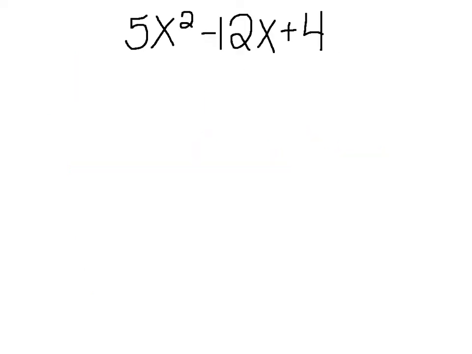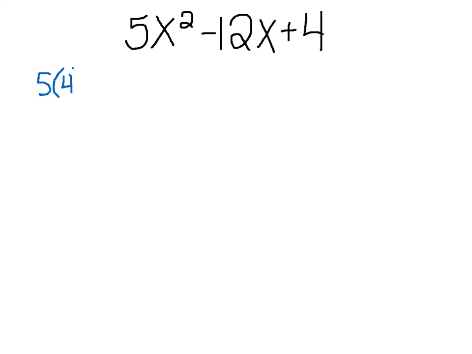All right, for our last example, I want you to pause the video and try this problem on your own. Okay, looking at this, there's no GCF. Can't take out a GCF. So we're going to look at how many terms there are. There are 3 terms. That means it's a trinomial. A does not equal 1, so we're going to use the AC method.